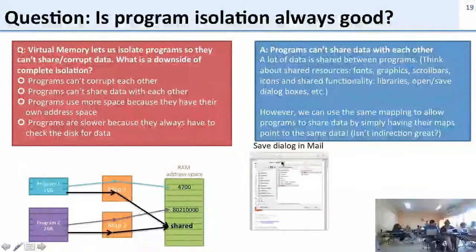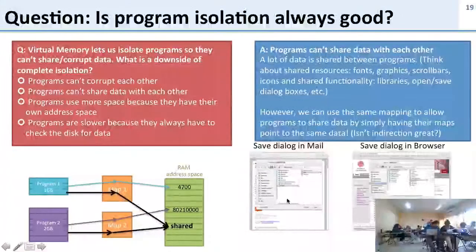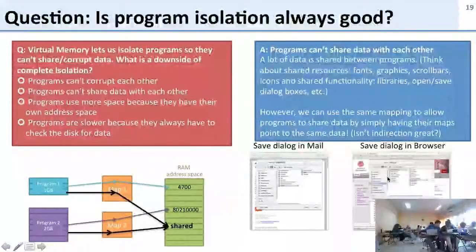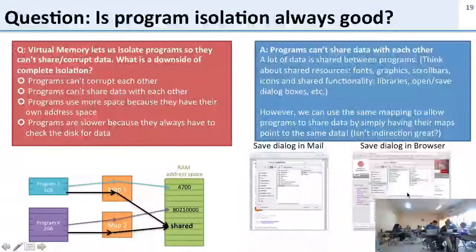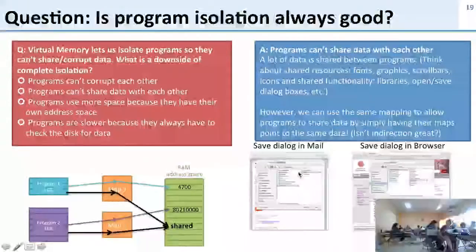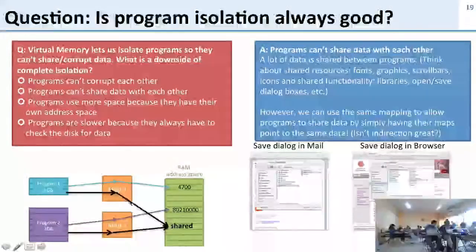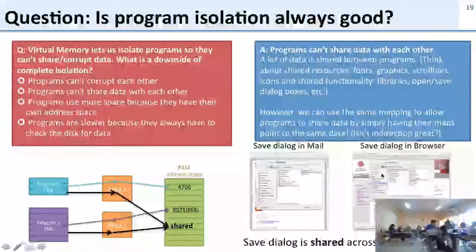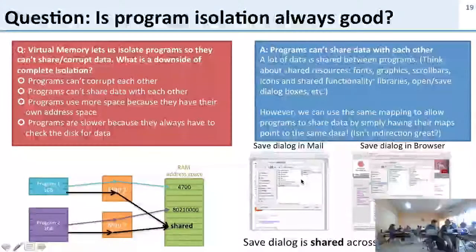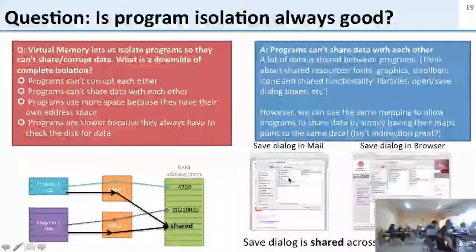So if we take a look at this here, here's the save dialog box from my mail program, and here's the save dialog box from my web browser. You'll notice these are exactly the same. All of the code and all of the icons and graphics for both of these dialog boxes are the same. So you want these to be shared between each program. So the memory that represents these save dialog boxes, that's going to be shared between the two programs. So we need to make sure they can do this sharing. So save dialog box, fonts, graphics, all those things are examples of data that you want to share between programs.